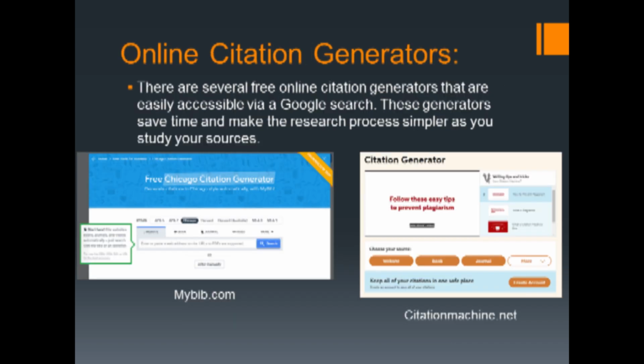If you have difficulty following the Chicago or MLA style citation examples, there are free online citation generators that may assist you in generating your citations. A couple of good generators may be found at mybib.com or citationmachine.net.